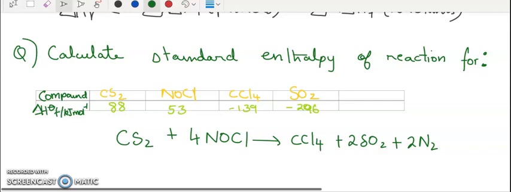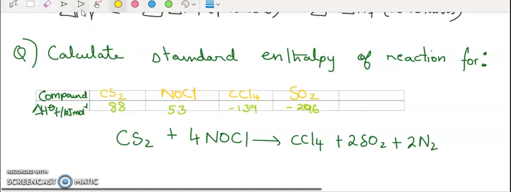So now that we have an idea on what the types of reactions are, let's look at a question that can be asked regarding them. It says calculate the standard enthalpy change of reaction for this equation, which they've given us, and this is the data. They've given us the compounds and their enthalpy change of formation.